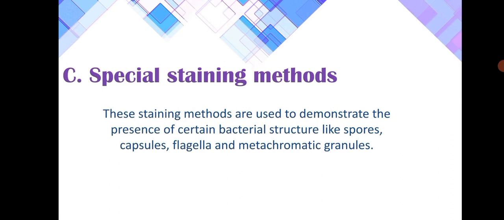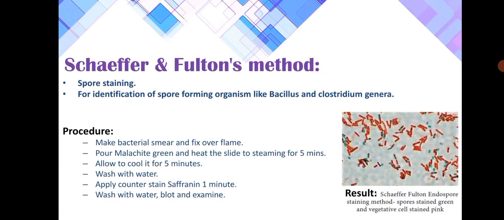Special staining methods. These staining methods are used to demonstrate the presence of certain bacterial structures like spores, capsules, flagella, and metachromatic granules. Schaeffer and Fulton's method is used as a spore staining method for identification of spore-forming organisms like bacteria of the Bacillus and Clostridia genera. As a result, the spore stains green and the vegetative cell stains pink in color.